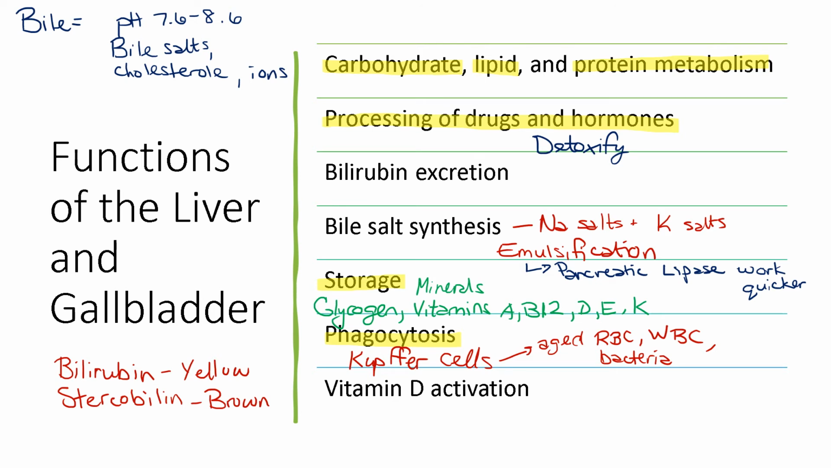The final function we'll talk about for the liver is the activation of vitamin D. The skin, liver, and kidneys can all participate in synthesizing the active form of vitamin D, which, remember, is calcitriol. So another really important function of the liver here.